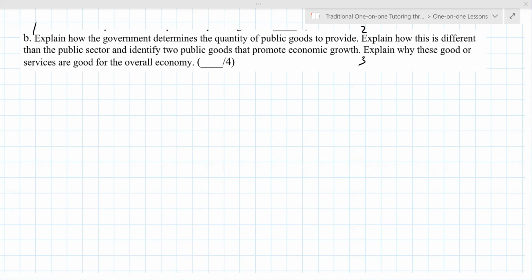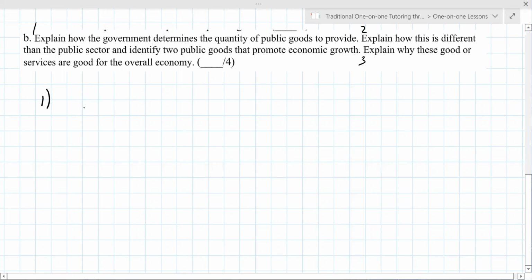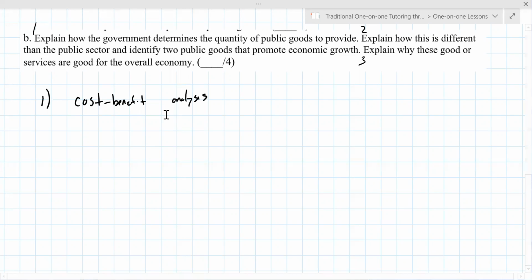This is more of a conversational type of thing. There's not necessarily a perfect right answer here. The government, though, tends to use cost-benefit analysis. Was that talked about today? Cost-benefit analysis. Okay. So cost-benefit analysis is like, how much does it cost? How much does it benefit?